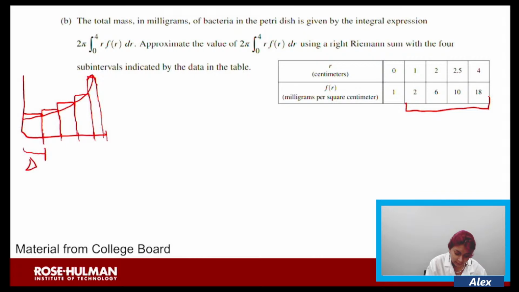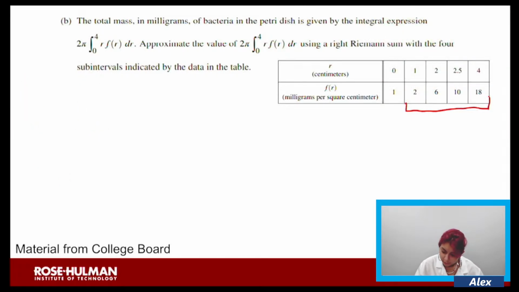Your width is your delta x, so the difference between 0 and 1 for here, the difference between 1 and 2, difference between 2 and 3, and so on. And your height would just be the y value for each of that. So you'd multiply the y value by your delta x and do that for every single rectangle, and that would give you your approximation. So let's do that for this problem.